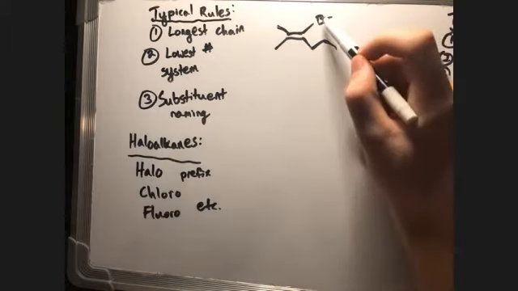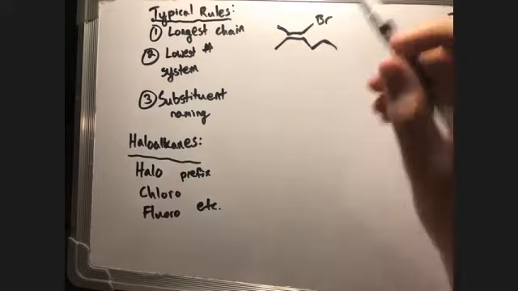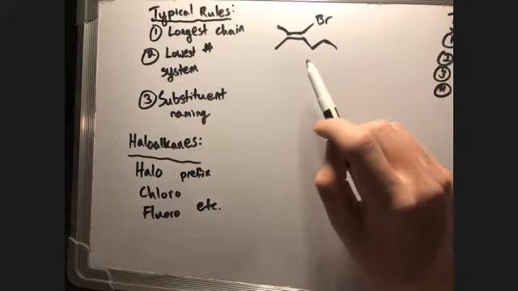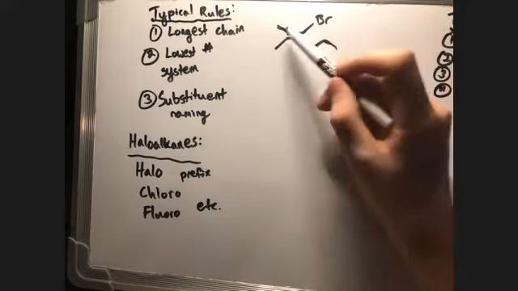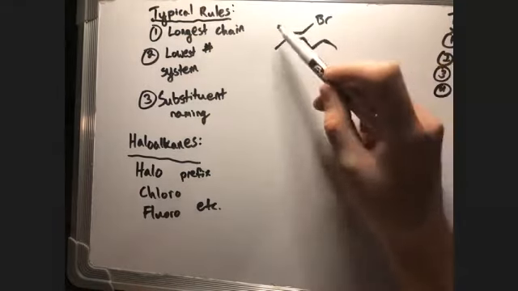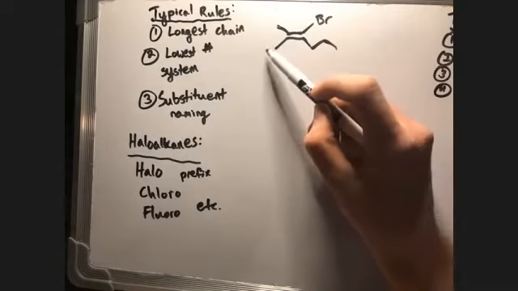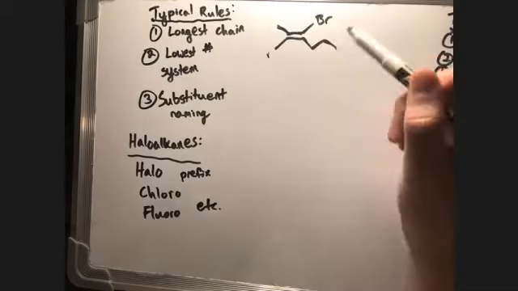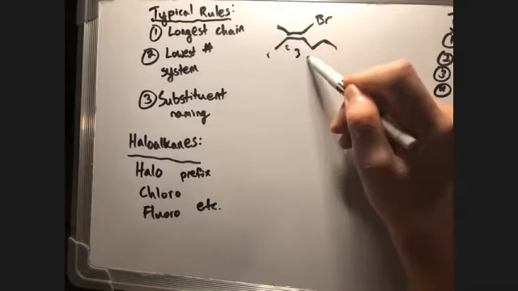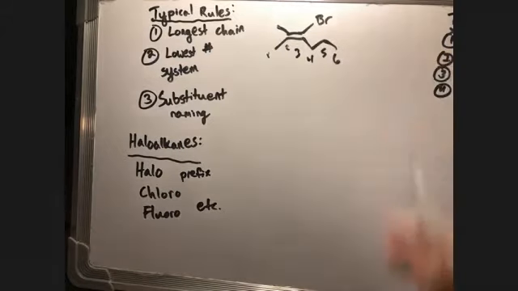So we know right away that this will be a substituent, and then we have to look at what's our longest chain. So we have 1, 2, 3, 4, 5, 6 rather, and starting here or up here doesn't make a difference. It would be 6 in either case.